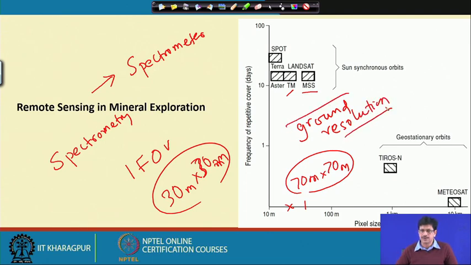So, the smaller the ground resolution, the better the satellite imagery is, because we could study features which could be of much smaller dimension. For example, an earth feature like a mineralized vein, which measures only a few tens of meters, may not be possible to study by a satellite imagery where the ground resolution is 70 meter by 70 meter. So the better the ground resolution, the more useful it is for mineral exploration purposes.